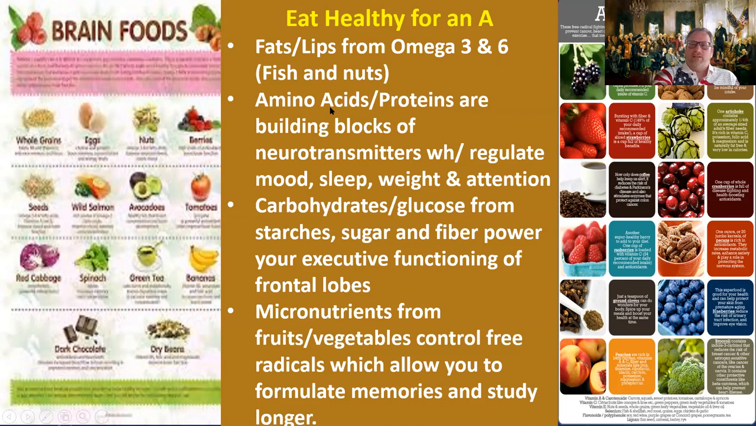We have amino acid proteins, building blocks of neurotransmitters, which regulate mood, sleep, weight, and attention. And so if you eat healthy amino acids, healthy proteins, lean chicken, lean fish, you can actually help not just your own weight and attention, but your mood and your sleep over time. Carbohydrates from complex starches, sugar, and fiber power the executive functioning of your frontal lobes right here, which actually helps in the process of retaining information and then rethinking about different aspects of information. A candy bar won't work because that's a simple sugar, but more complex carbohydrates like whole grain foods will show up. And then micronutrients from fruits and vegetables control free radicals.